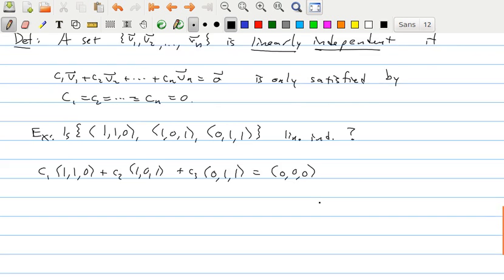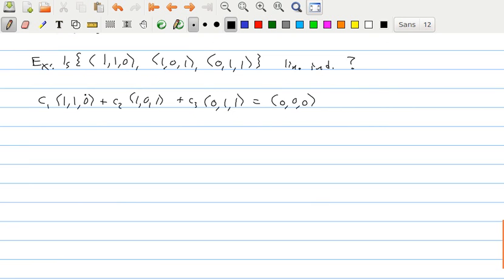Well, this gives us a system of equations. If we were to write this out, this says that if we look at the x component, the first component here, we've got 1c1 plus 1c2 plus 0c3 equals 0. 1, 1, 0, 0. If we look at the y components, we've got 1c1 plus 0c2 plus 1c3 equals 0.